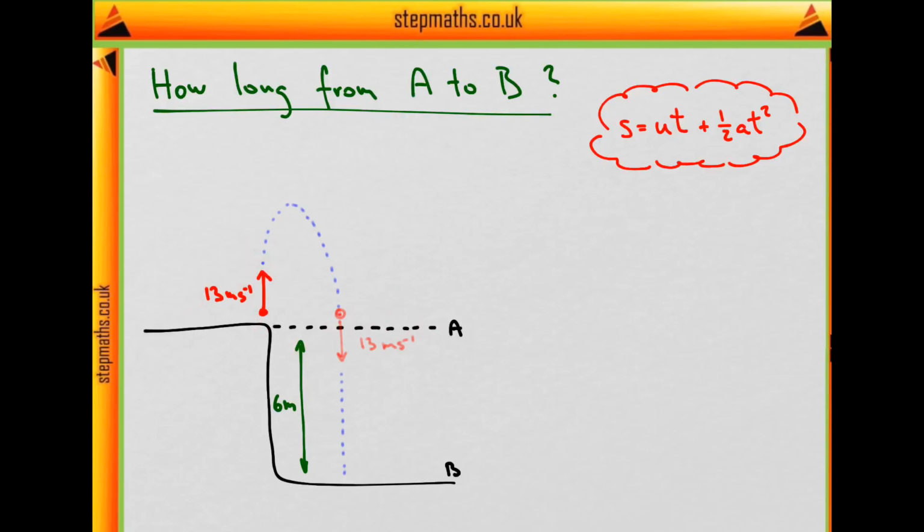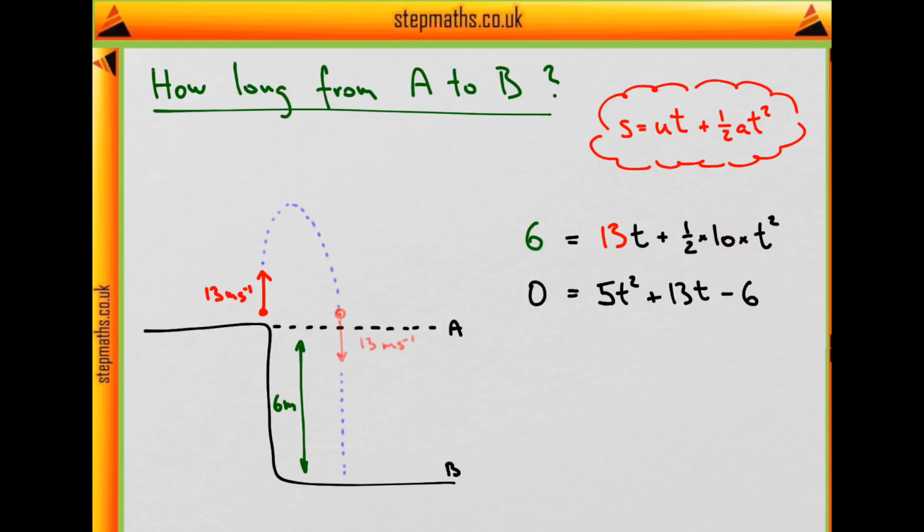Now that greatly simplifies our situation, because now we have a stone which starts off at 13 meters per second, then travels for 6 meters while being accelerated by gravitational acceleration. So if we plug that into our formula here, we get 6 meters for s, then the initial speed is 13, and gravitational acceleration, that's 10 meters per second squared, which yields a nice quadratic equation.